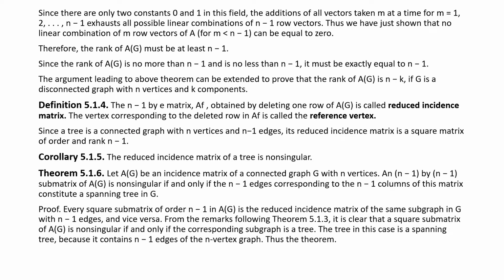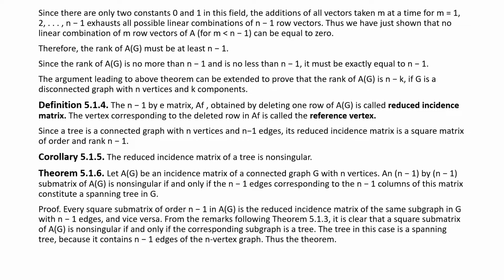Since there are only two constants 0 and 1 in this field, the additions of all vectors taken m at a time for m equal to 1, 2, 3, etc. up to n minus 1 exhaust all possible linear combinations of n minus 1 row vectors. Thus, we have just shown that no linear combination of m row vectors of A for m less than or equal to n minus 1 can be equal to 0. Therefore, the rank of A of G must be at least n minus 1.